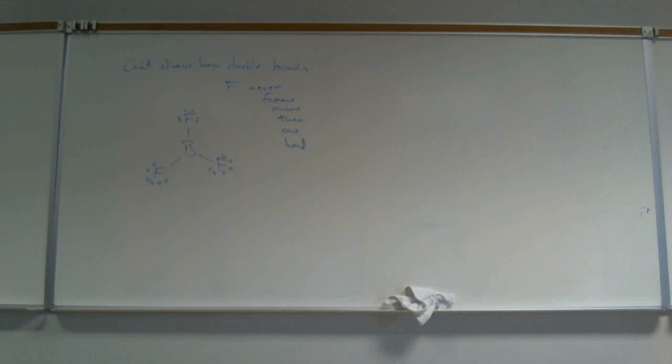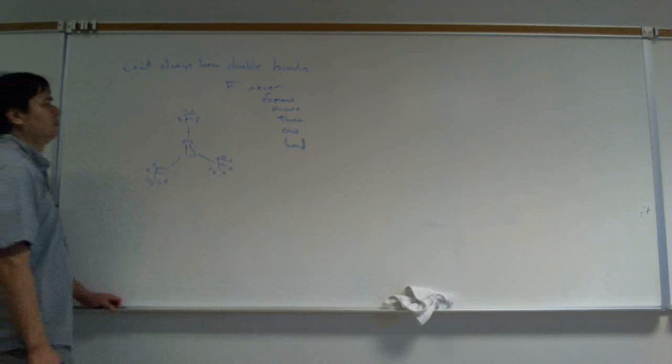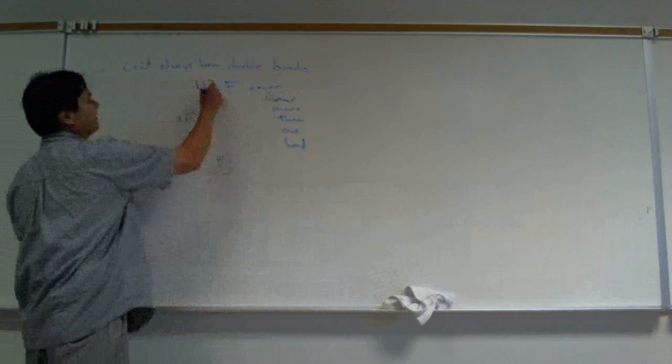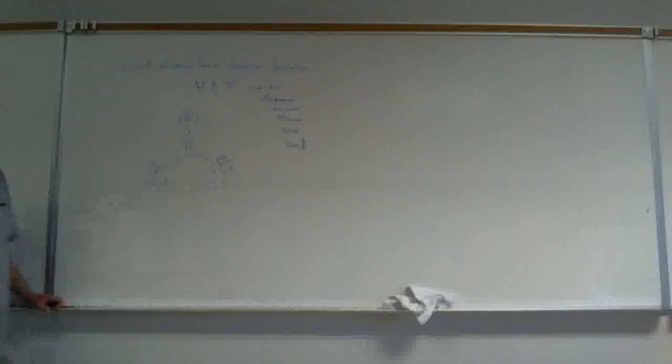You said fluorine, bromine, and iodine cannot form double bonds? No. Only chlorine can? Fluorine cannot. Everything else can, except for hydrogen. So it's boron, fluorine, and hydrogen. Yeah, hydrogen and fluorine never form more than one bond.